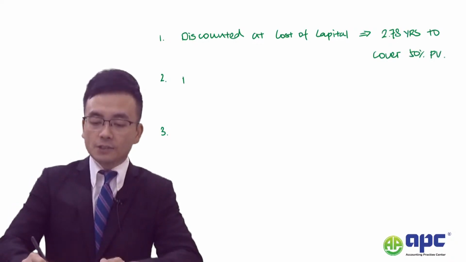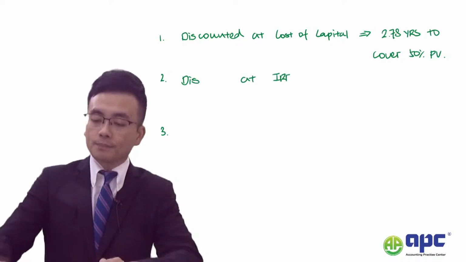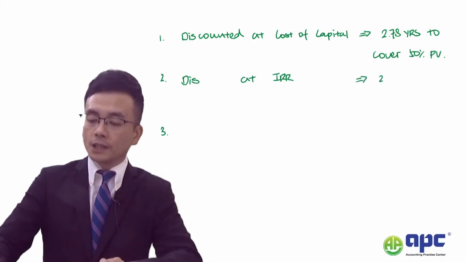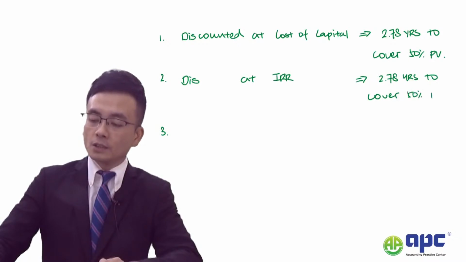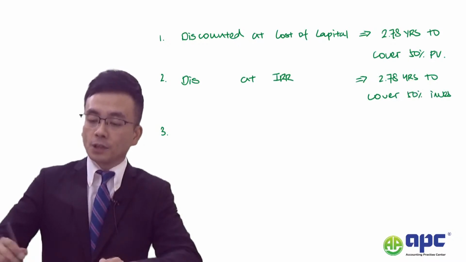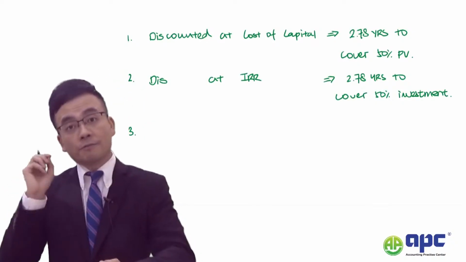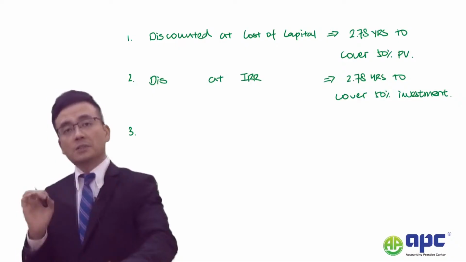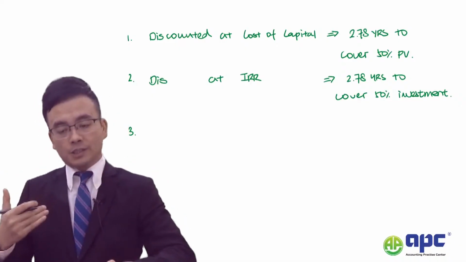If it is discounted at the IRR, on the other hand, it will take an average of 2.78 years to cover 50% of the initial investment. So don't put this wrong. Okay, so very, very important. You will need to give the accurate and exact definition as I wrote here.